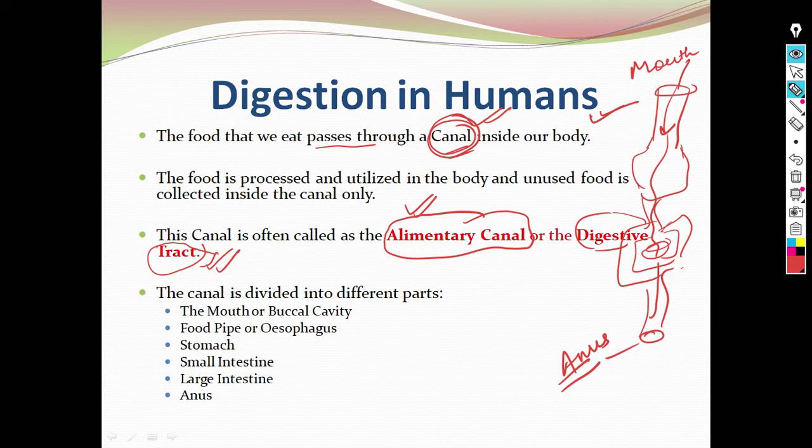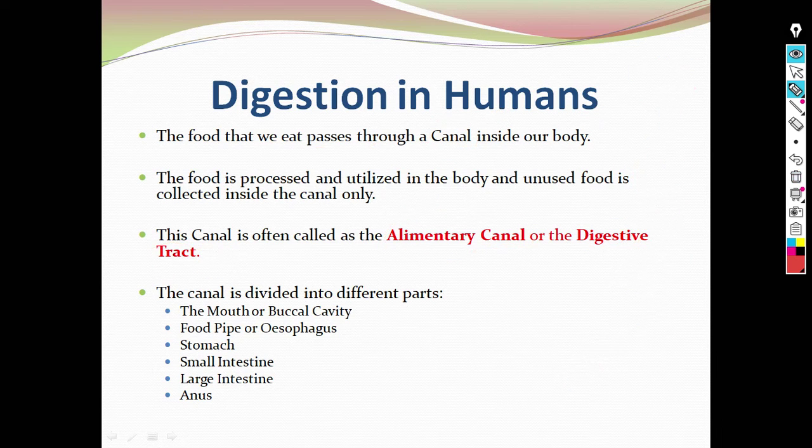Now what is happening in this alimentary canal? In this alimentary canal, the food is being processed and then utilized in the body, and the unused food is collected inside the canal only. The unused food is collected inside the canal and then excreted from time to time. Now, this canal has different parts.